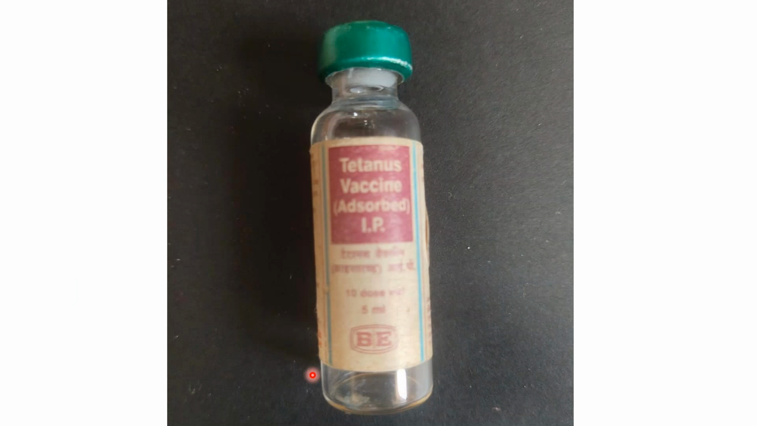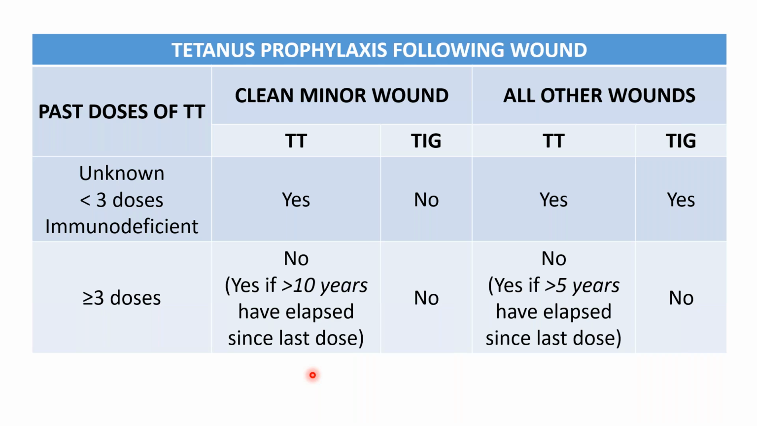Now, which vaccine is this? This is a tetanus vaccine, right? So we all know about the tetanus prophylaxis following wound. So if it is a clean minor wound, then you need not give any immunoglobulins. If the immunization status of the person is unknown or has received less than 3 doses of tetanus containing vaccines like DPT, or if the person is immunodeficient, you give a dose of tetanus toxoid to that person.